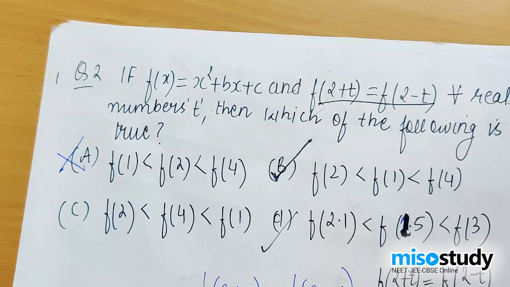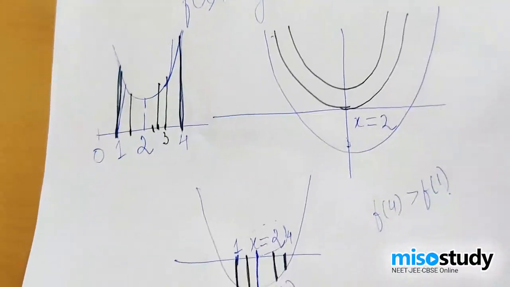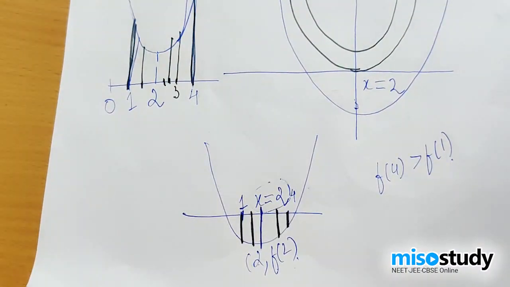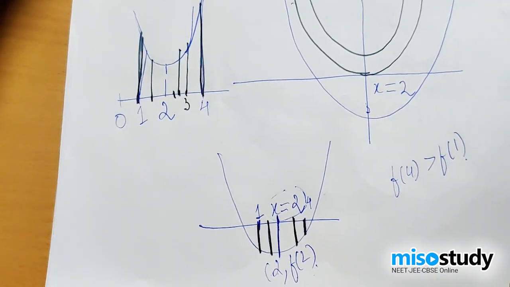So therefore we concluded that this is symmetrical about x equal to 2. You will find symmetry in this graph. So the lowest value was f of 2, and thereby we went on comparing the values, looking at what was our requirement, and this is how this question was done.